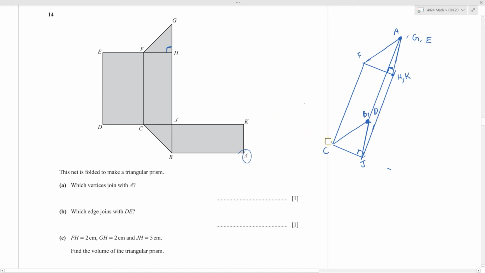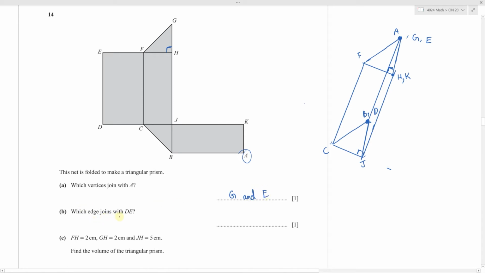So if you can't visualize straight away by using the net, you can create your prism from the given net, and now it will be much easier to answer our question. So the first part is which vertices join with A. So with A here, we were joined with G and E. So this will be G and E.